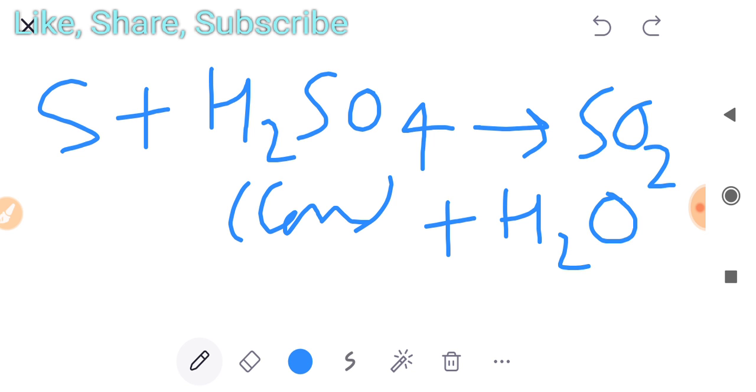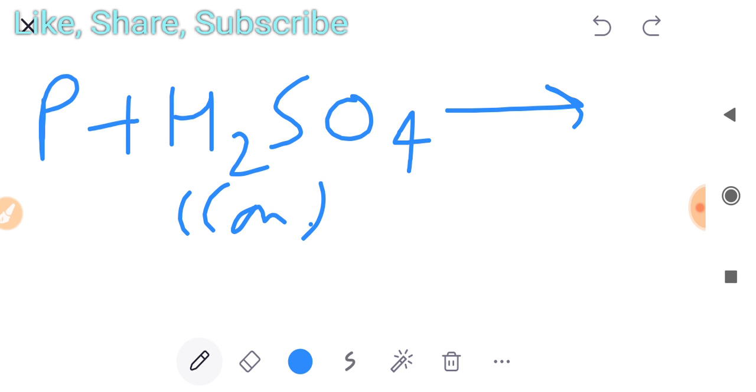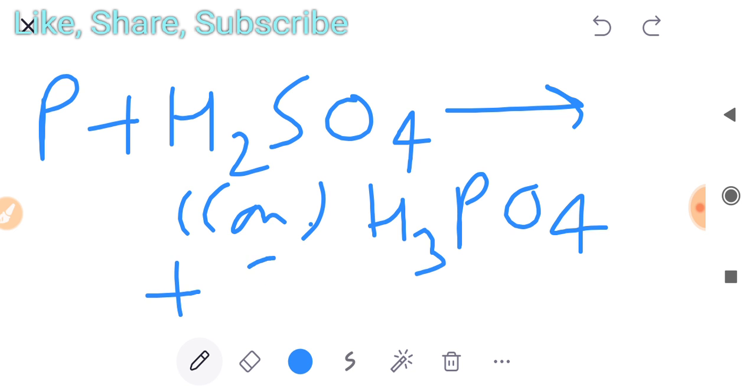So it also oxidizes non-metals. Here also sulfur is oxidized to sulfur dioxide, so oxygen is being added. Another example for clarity: phosphorus. When phosphorus reacts with this H2SO4, it forms H3PO4 plus SO2 plus H2O.